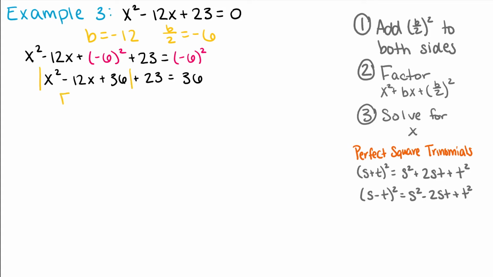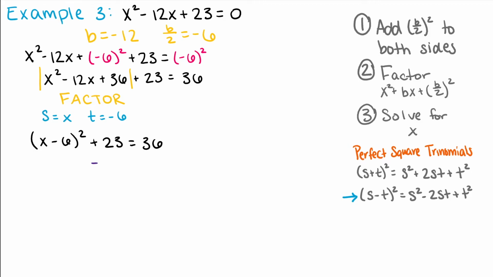We'll factor our trinomial. Our s will be equal to x, and our t is equal to negative 6, so we'll use the s minus t squared and get x minus 6 squared plus 23 equals 36. Lastly, we'll solve for x. We'll subtract 23 from both sides. That gives us x minus 6 squared equals 13.